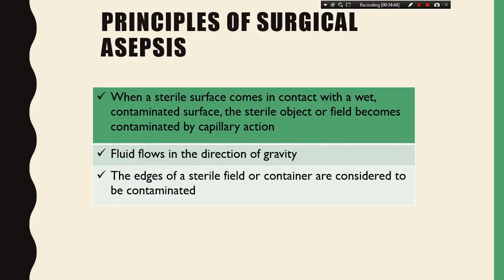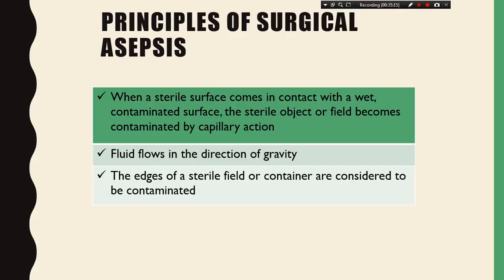When a sterile surface comes in contact with a wet, contaminated surface, the sterile object or field becomes contaminated by capillary action. So if moisture leaks or drops through the protective covering of a sterile packet or drops onto a sterile field, microorganisms can travel to the sterile objects. The field is now considered contaminated. So you have to set up a whole other sterile field or get a whole other sterile object.